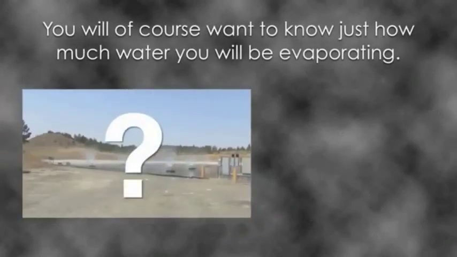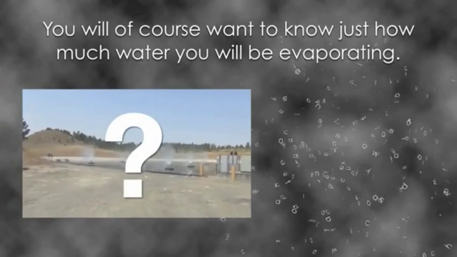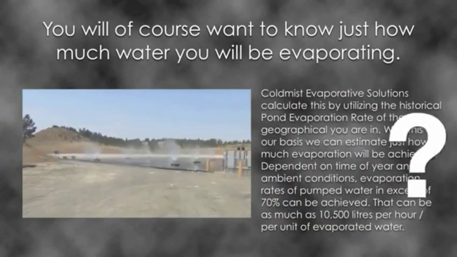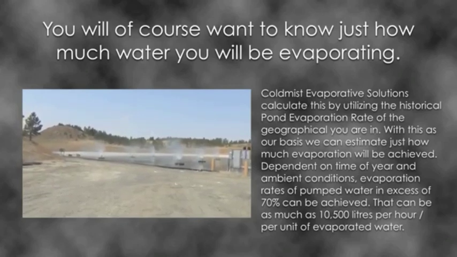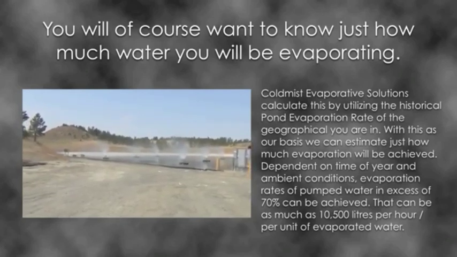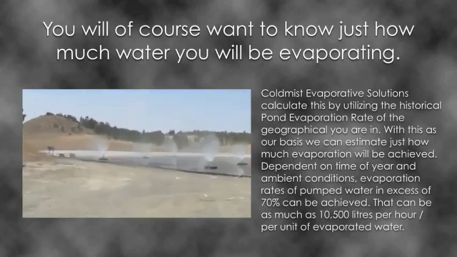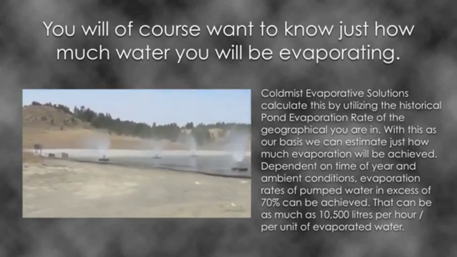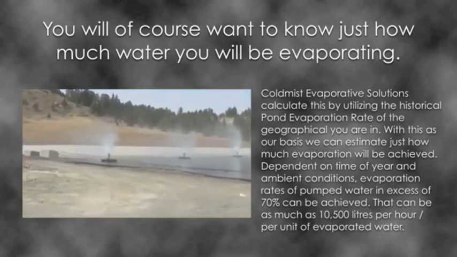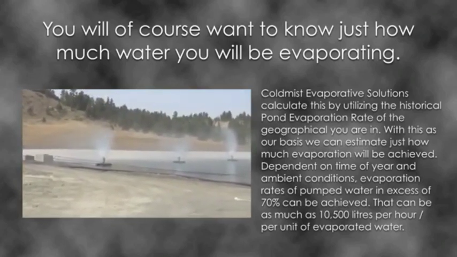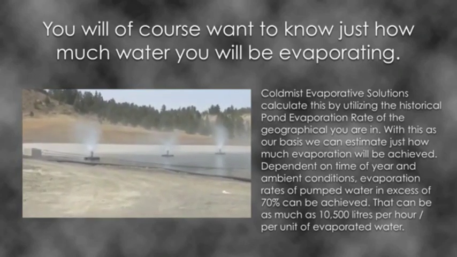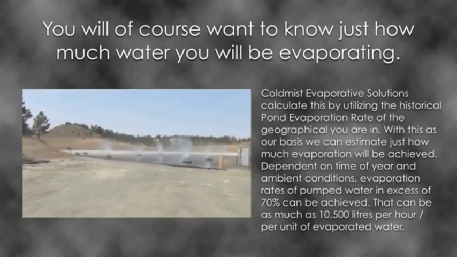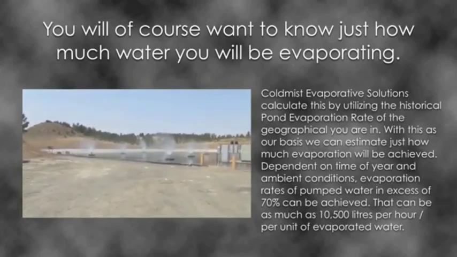You will of course want to know just how much water you'll be evaporating. Cold Mist Evaporative Solutions calculate this by utilising the historical pond evaporation rate of the geographical area you are in. With this as our basis, we can estimate just how much evaporation will be achieved. Depending on time of year and ambient conditions, evaporation rates of pumped water in excess of 70% can be achieved. That can be as much as 10,500 litres per hour per unit of evaporated water.